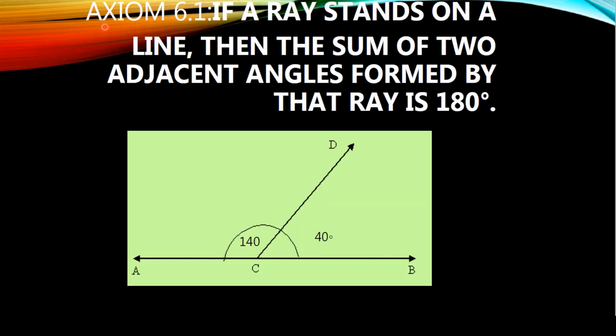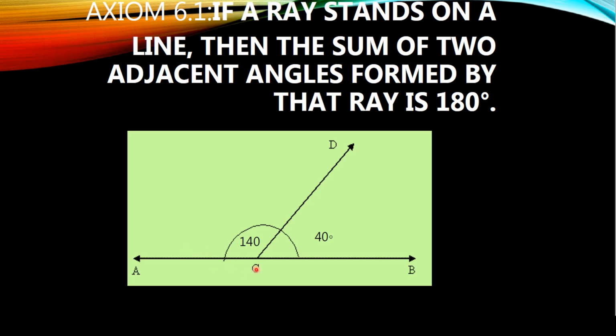Right. Now come to Axiom 6.1. Axiom 6.1: If a ray stands on a line, then the sum of the two adjacent angles formed by that ray is 180 degrees. This is nothing but an example of a linear pair of angles. So this is Axiom 6.1. Understood this point, my dear children?